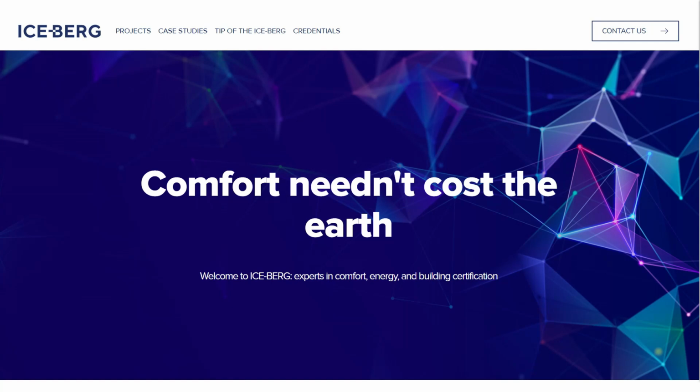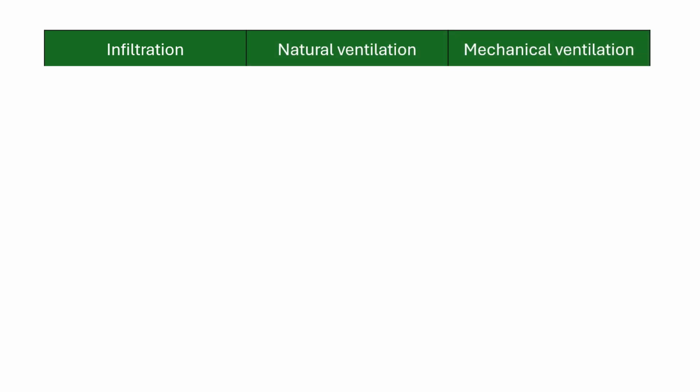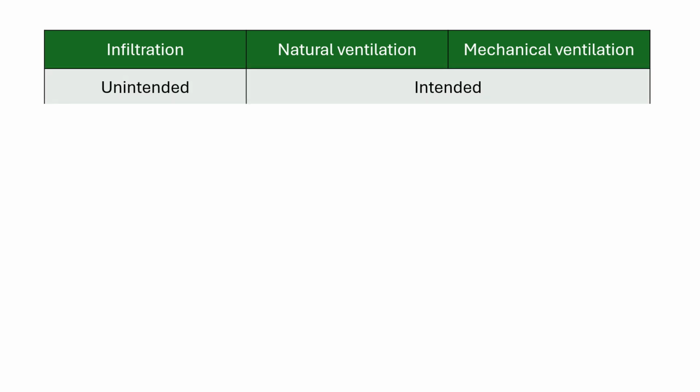In this video we'll be talking about infiltration, ventilation and some options for modelling this in ICE. So what is infiltration? Infiltration is a category of ventilation. The other categories include natural ventilation and mechanical ventilation. And we can think of infiltration as unintended ventilation. We have ventilation that's intentional, for example from opening a window or from running a ventilation fan, and then we have infiltration, which is more of a side effect.